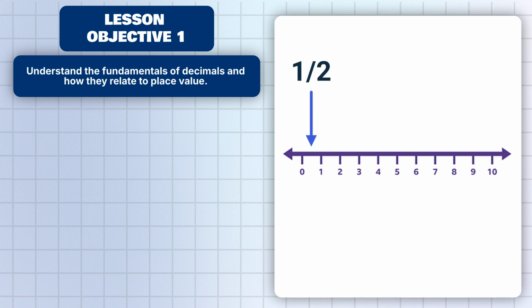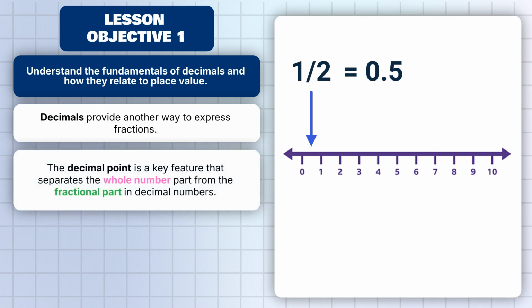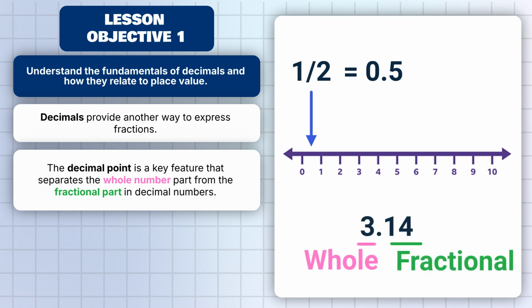Just as fractions represent parts of a whole, decimals do the same but using a decimal point. Decimals provide another way to express fractions. For example, 1/2 can be written as 0.5 in decimal form. The decimal point is a key feature that separates the whole number part from the fractional part in decimal numbers. For instance, in the number 3.14, 3 is the whole part and 0.14 is the fractional part.